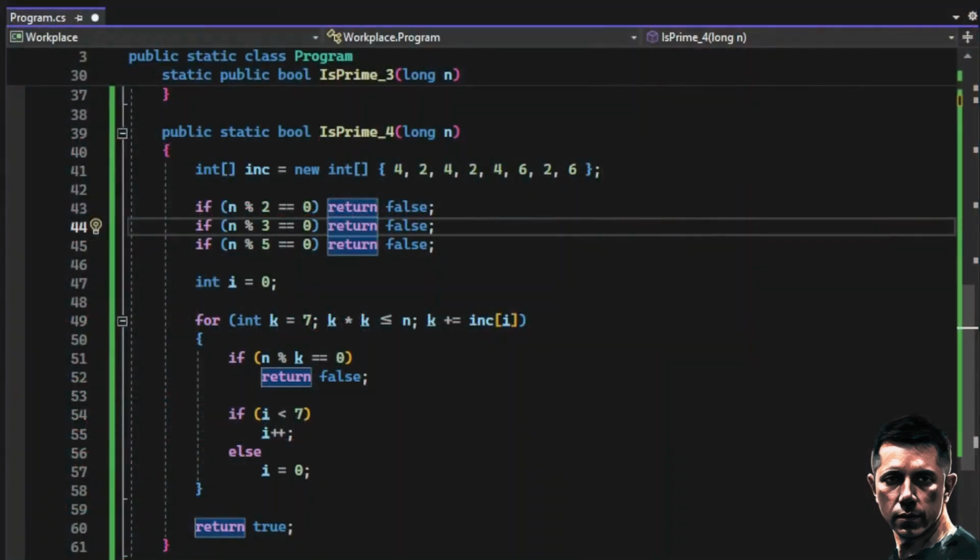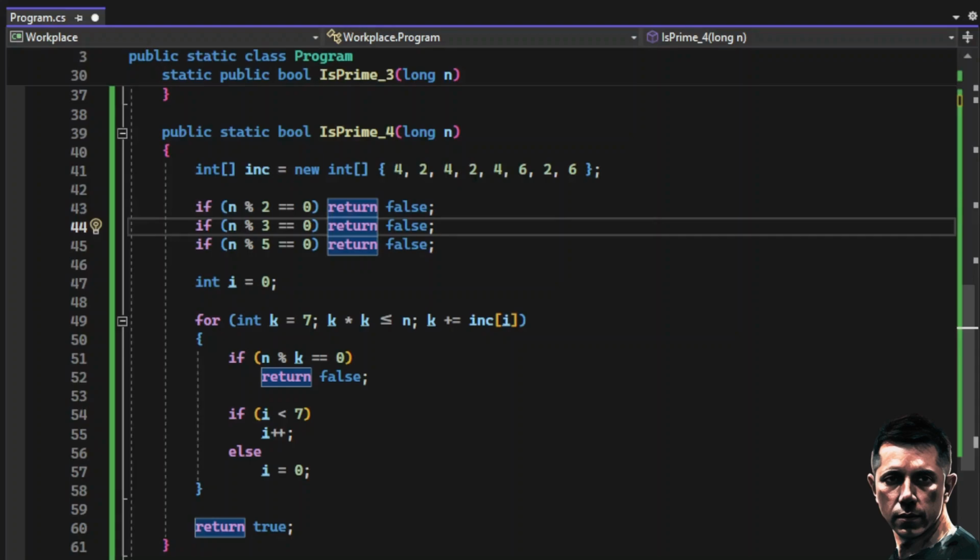So, a function written with this knowledge may look something like this. We keep the specified increments in an array. We check for 2, 3, and 5 separately. Further, we start our loop from 7 and we keep on incrementing by the value from the array. Once we have used all the 7 increments, we reset the counter to start using the array from the beginning again.